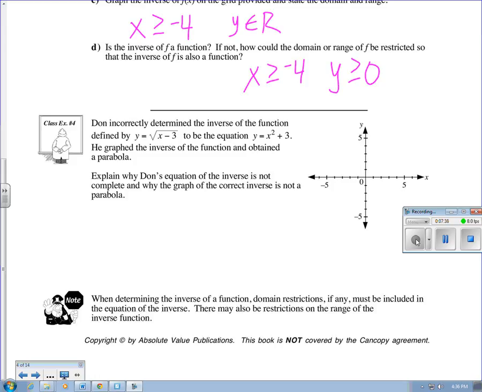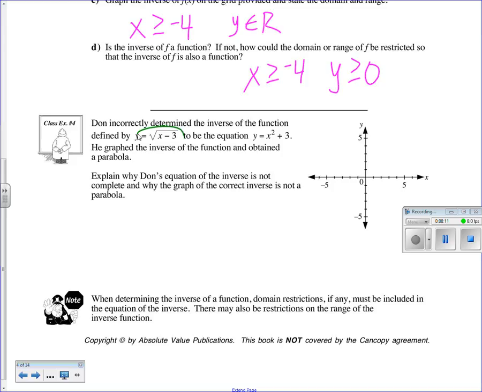I'm down at the bottom of the page, class example number 4, and I've got a typical diploma question where they set up some information and then say that he did it either correctly or incorrectly. So I'm supposed to explain why Don's equation is not complete and why the graph of the correct inverse is not a parabola. So I'm going to try to determine the inverse of the original function.